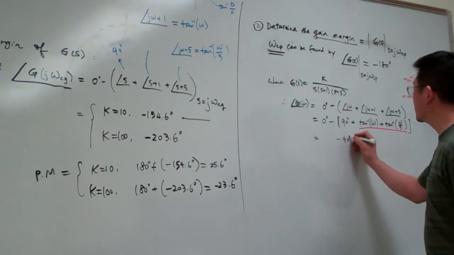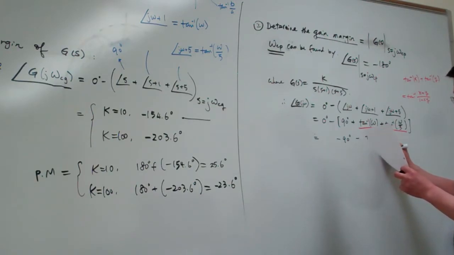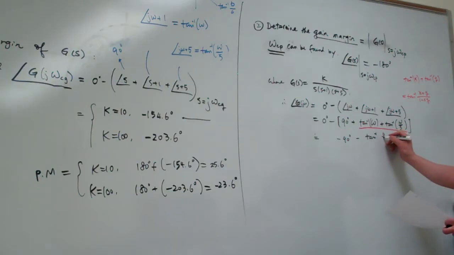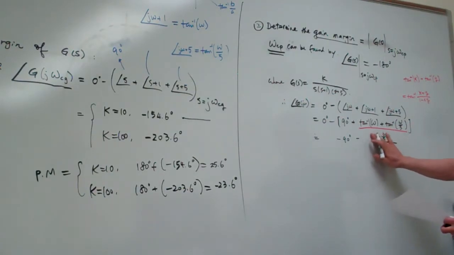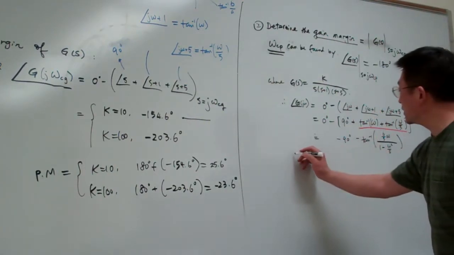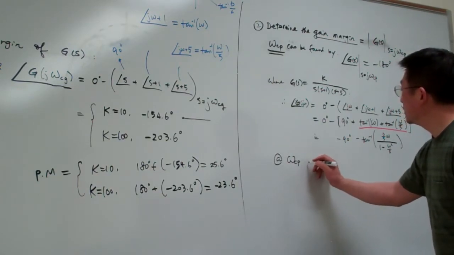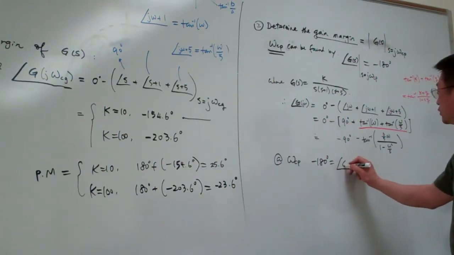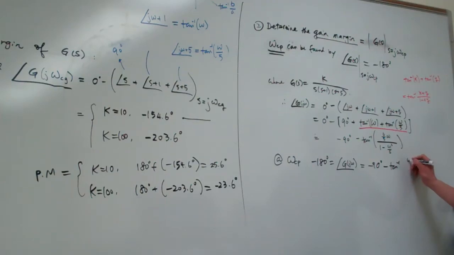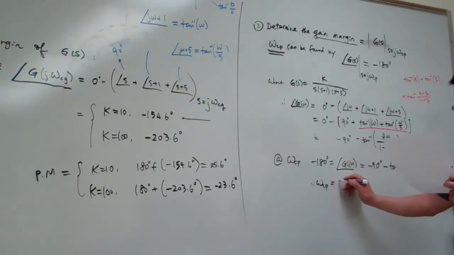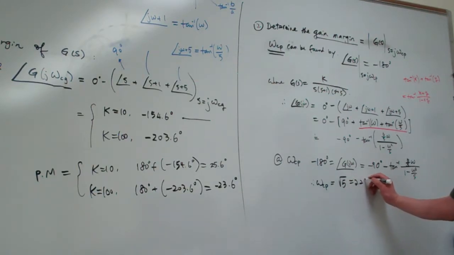So basically this is minus 90 degrees minus arctangent. So apply that one, it is 6 over 5 omega over 1 minus omega squared over 5. Okay, so that's arctangent. Okay, so right now we are looking for this one. So simply at omega CP, minus 180 degrees equals this angle G(j omega), and that one equals minus 90 degrees minus arctangent of 6 over 5 omega over 1 minus omega squared over 5. Okay, so using these equations, we can solve for omega. So therefore omega CP will be equal to square root of 5. That is 2.21 radians per second.